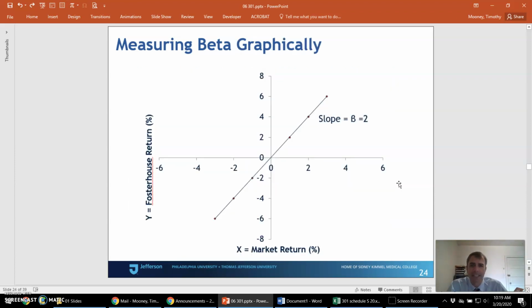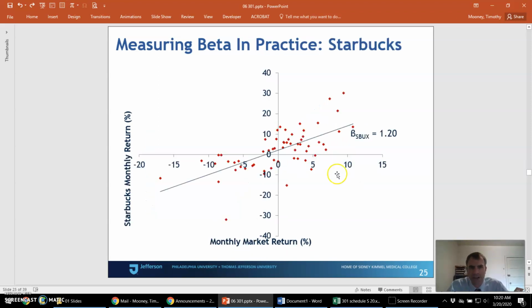If we plot this data on a coordinate plane, on the x-axis is the overall market return, right? On the y-axis is Foster House's stock return. Those same data points, we just plot them on this plane. The slope of the line is going to be 2. That corresponds to a beta of 2. So in practice, if we estimate stock betas in real life, the stock and market returns aren't perfectly correlated like this. So here's some actual data for measuring a stock's beta.